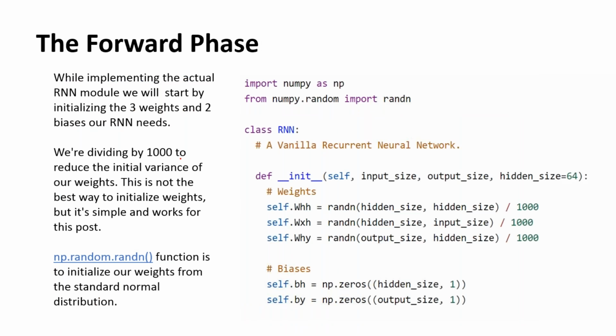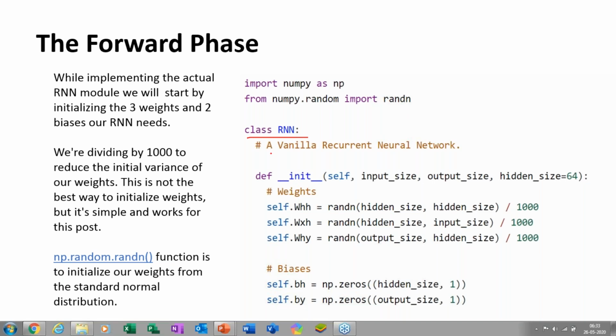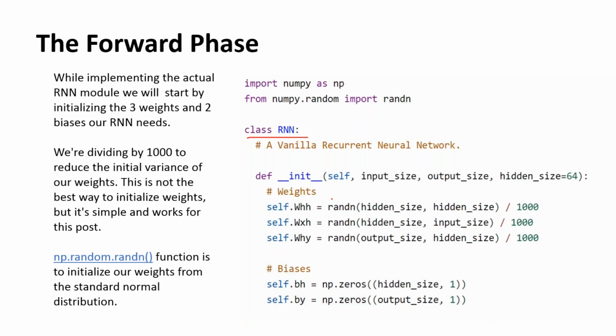So while implementing the actual RNN module, we will start by initializing 3 weights and 2 biases that we have seen in the equation. That's the primary equation of the RNN, and we are dividing by 1000. If you see here, that's my RNN class, a vanilla RNN. In that I have input size and output size, and I have defined the hidden state. Let's say the hidden state size is 64. So the weights are basically WHH, WXH, and WHY. That's what we saw earlier. And we have a randomized hidden state, divided by 1000 for each of them, and then we have a bias.